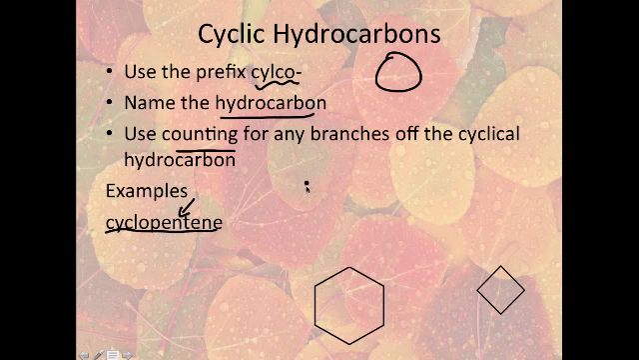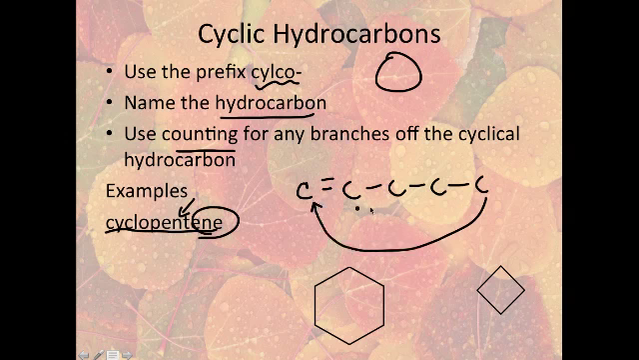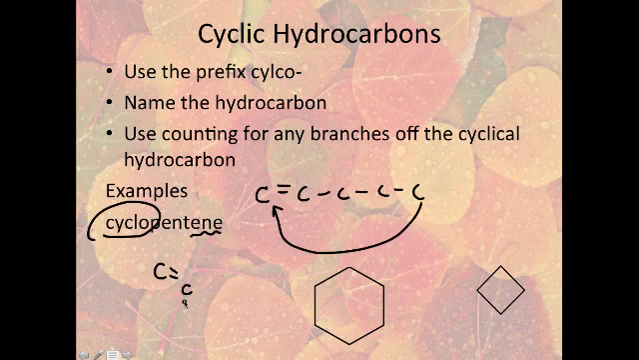Penta is 5, so I would take my 5 carbons. There they are. And then this ends with ene, so I've got to have a double bond there. Now I need to wrap this around so that this carbon is bonding to this carbon. So I'm going to make the tail come back to the head. Here we go. Double bond, single, single, single, single. If I had 2 double bonds, I would call it cyclopentadiene. But I don't have 2. I have only 1, so it's cyclopentene, just like that.